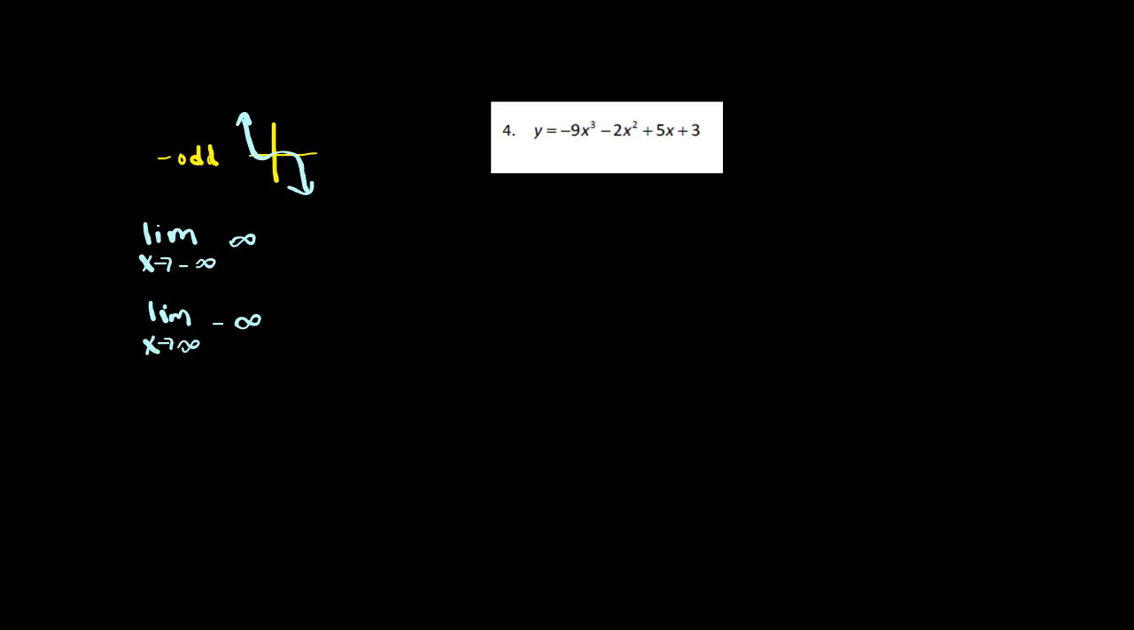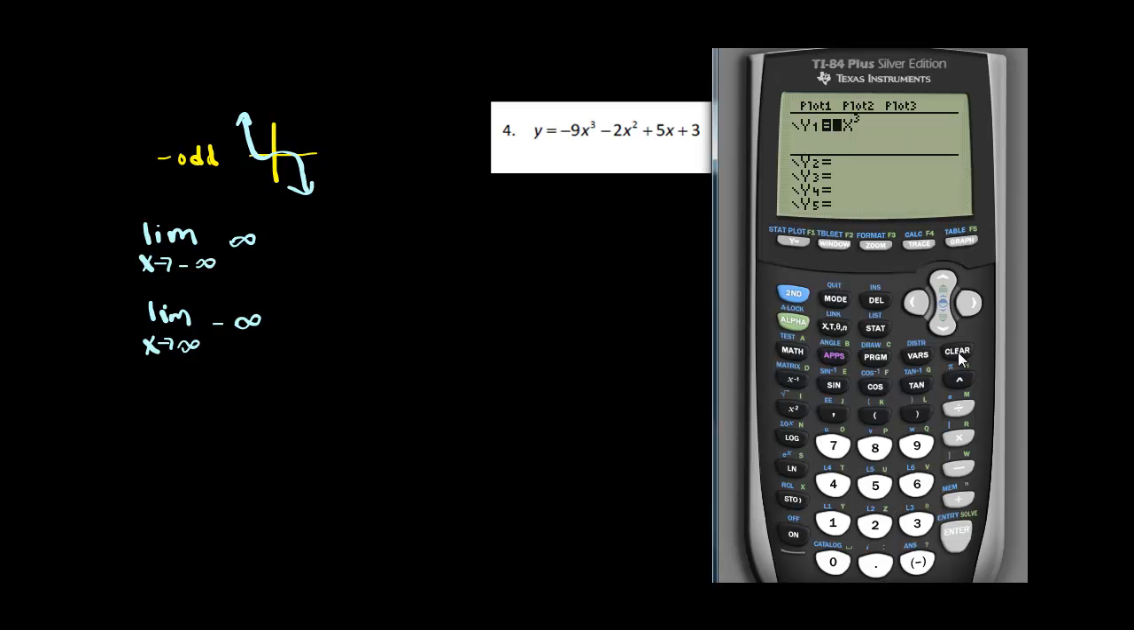For the turning point, we're going to get the calculator out again. So we have negative 9x to the third minus 2x squared plus 5x plus 3. Let's take a look at the graph. Alright, so let's fix the window a little bit here. And then take another look at the graph, see if it's better. Yep. So there is definitely turning points here.